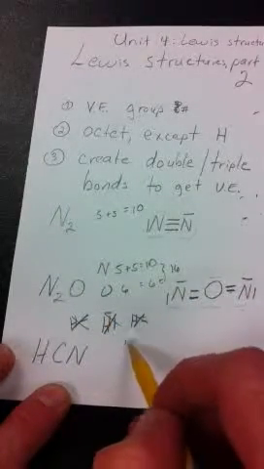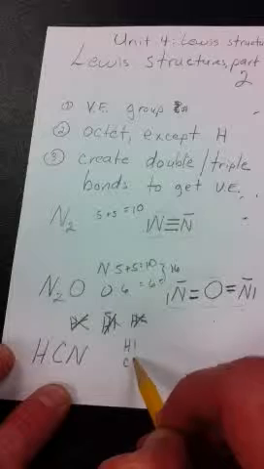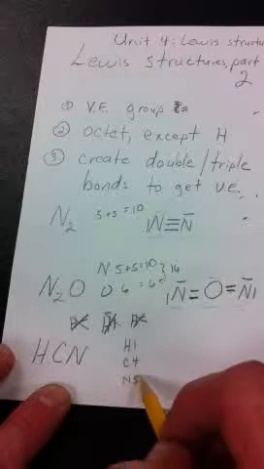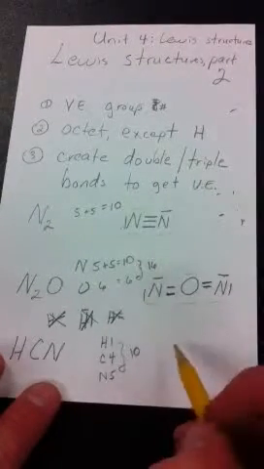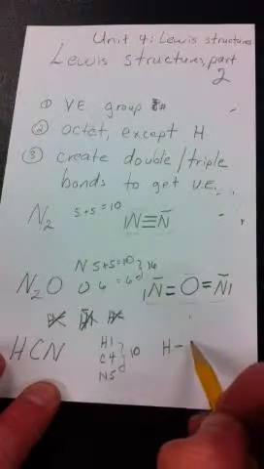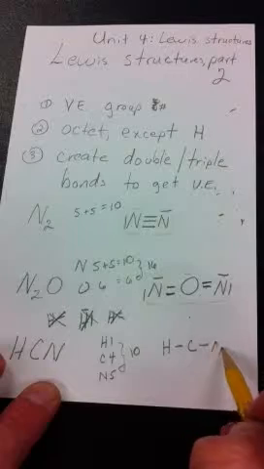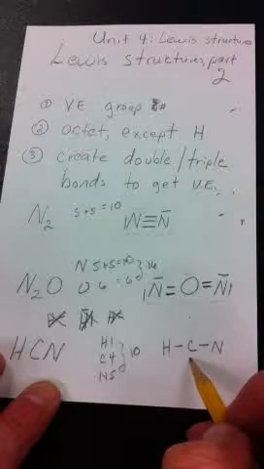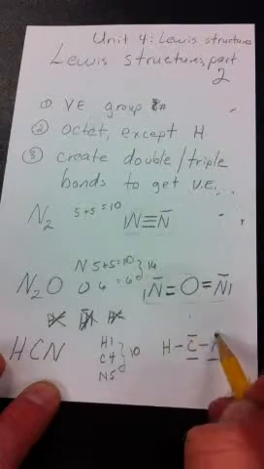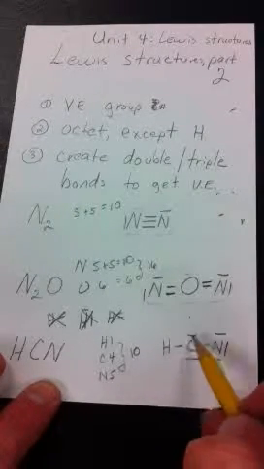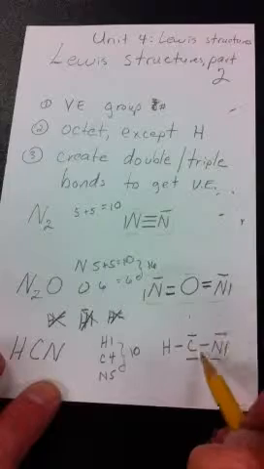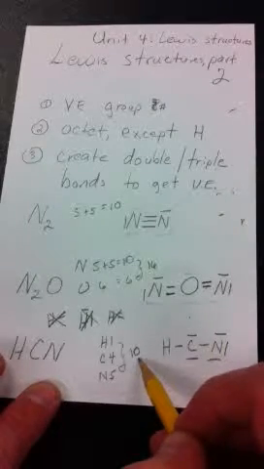So hydrogen is in group 1. Carbon is in group 4. Nitrogen is in group 5. That's a total of 10 valence electrons. And carbon goes in the middle. So our skeleton structure, give everybody an octet except hydrogen. It only wants 2. So we've got 2, 4, 6, 8, 10, 12, 14. So we're showing 14 electrons, but we're only supposed to show 10.